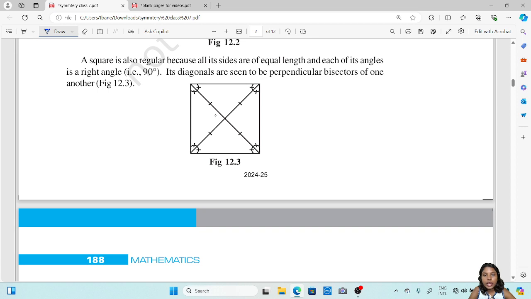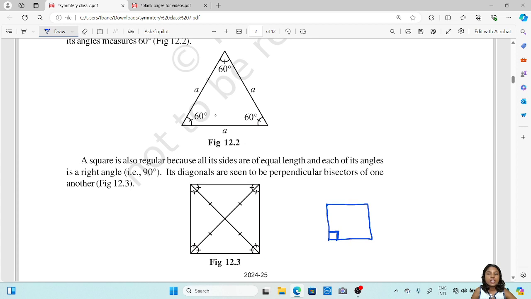A square is also regular because all its sides are of equal length and each of its angles is a right angle. What we understand by a right angle is any angle that makes 90 degrees. Here it wasn't 90 degrees, it was 60 degrees, so you see there is a slight bend. If this is straight like this, then it becomes a 90 degree angle. So a triangle has a 60 degree angle and a square has a 90 degree angle.